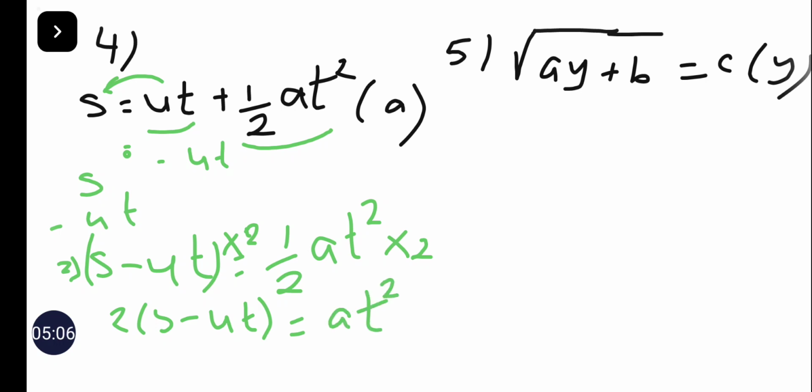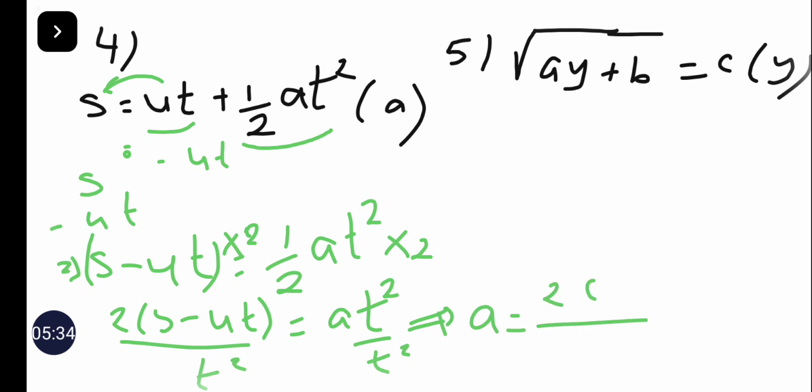What do I do next to have A alone? Which operation is linking A and T squared? The operation linking is multiplication, because AT squared means A times T squared. Since the operation is multiplication, the inverse is dividing. I divide both sides by T squared. So my A is 2 into S minus UT divided by T squared. You see that you have made A the subject, because on the right now it has no A.